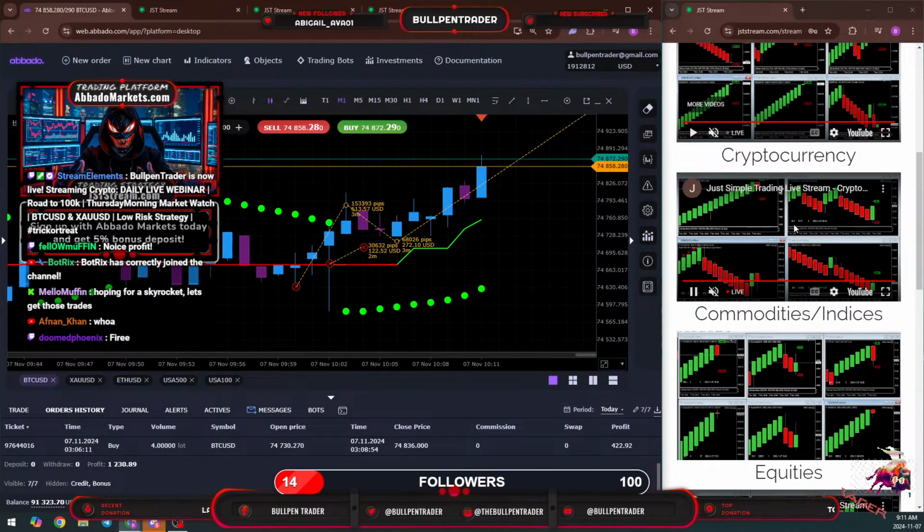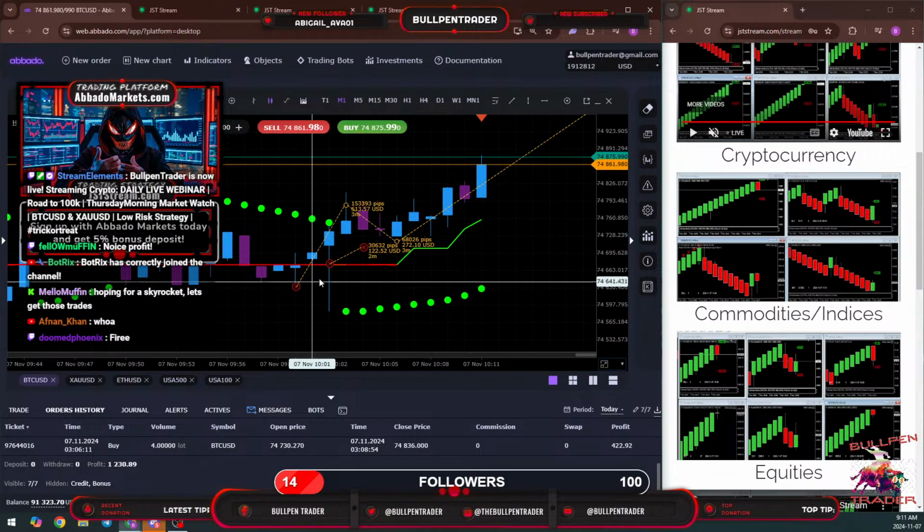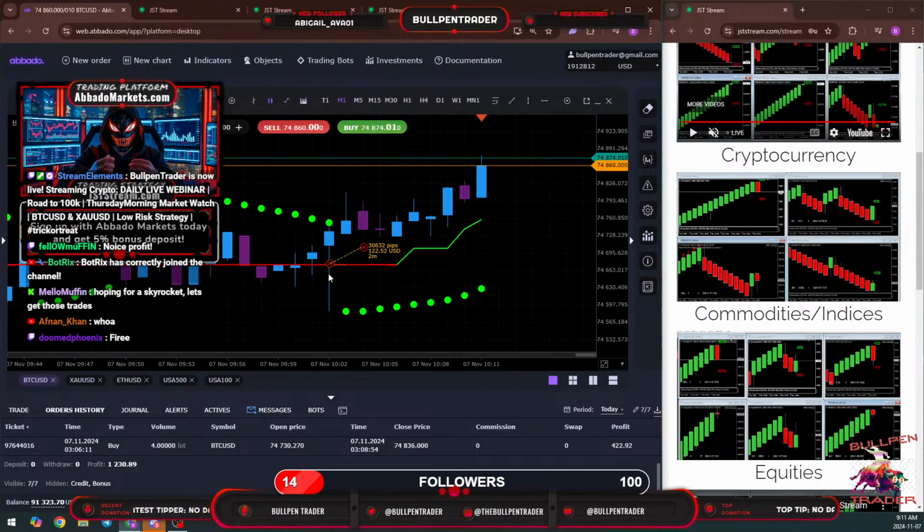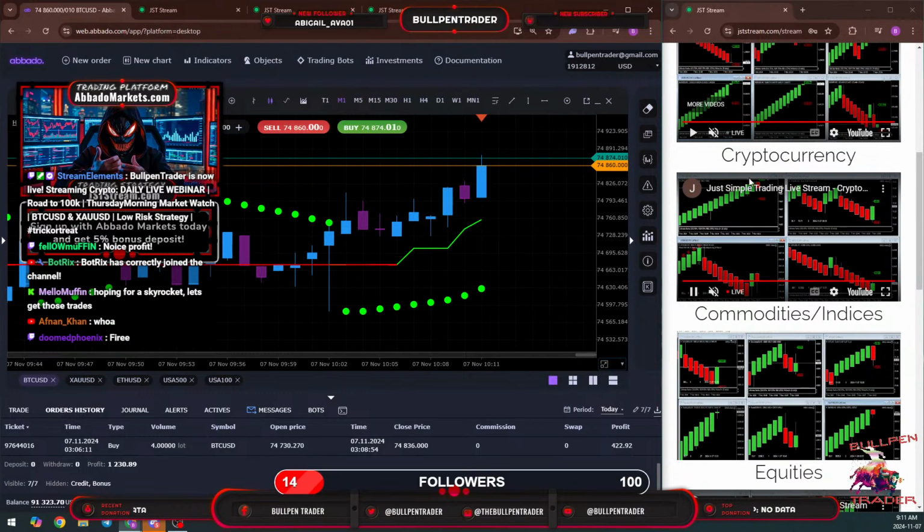Awesome, awesome. Let's wait for another pullback. We're going to be looking to enter another long position because both indicators are still telling us the same thing, that we are in an overall uptrend. I'm going to be waiting for a pullback on the range bars.